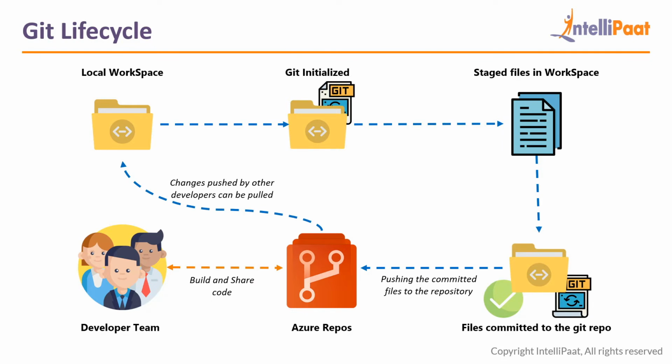So let's say another person wants to change some code, he can download this to his system, make the changes, and then push it into the Azure repo where the code is stored. So changes pushed by other developers can be pulled by you as well. So let's say you have pushed this code, and after 10 days another dev has made another change and pushed it. So now you want the latest code, so you can pull it back. So this is the basic Git lifecycle.